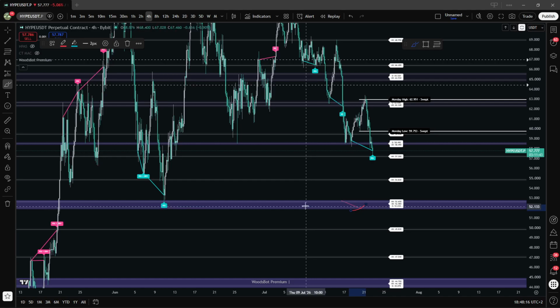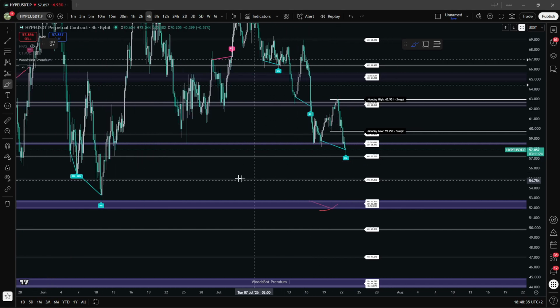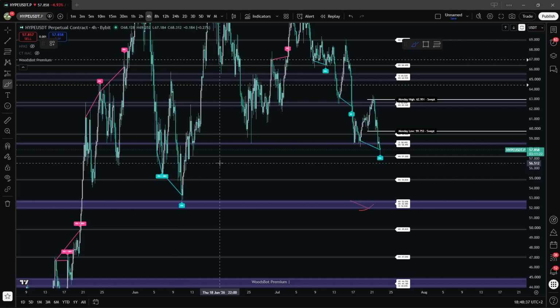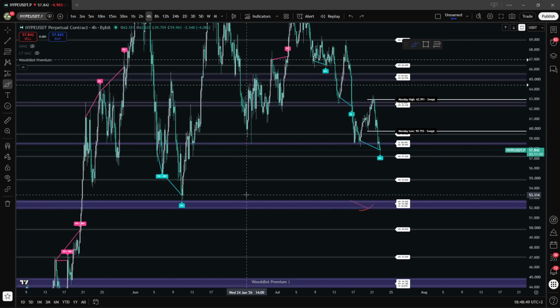Personally, I'm looking to play this level. I'm looking to play around 52 to 53. This is where I will be looking for longs. If you trade 56, I think it's too much in the middle. There's no proper support right now. The only level that reacted from the 56 level is this pump, right? But other than that, it's too much in the middle for me.